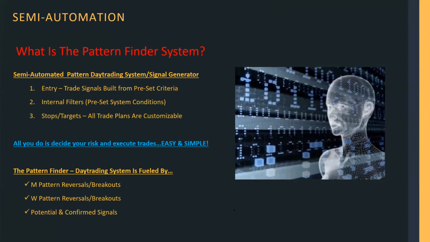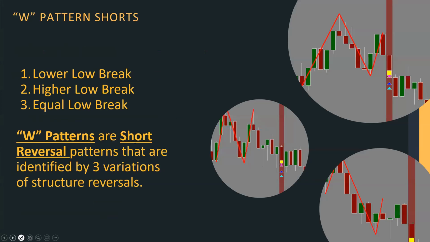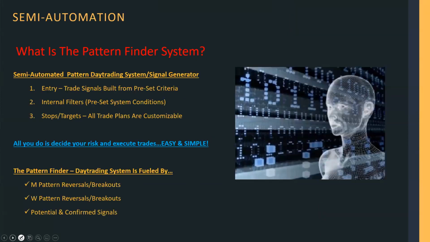So what is the pattern finder system? It's semi-automated. Why is it semi-automated? Because it gives you signals that appear on the chart like so, and you can call up those signals in Easy Algo, and you can have it trade automated trades should you choose to do so. We call it Easy Algo.